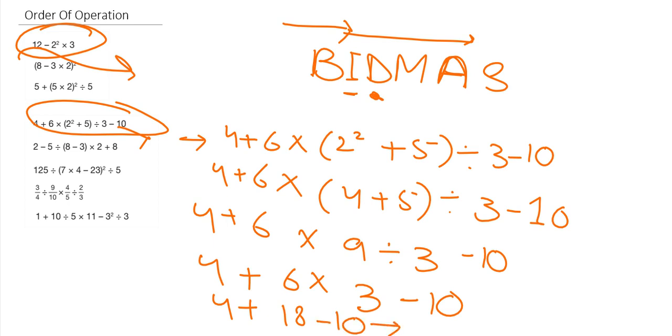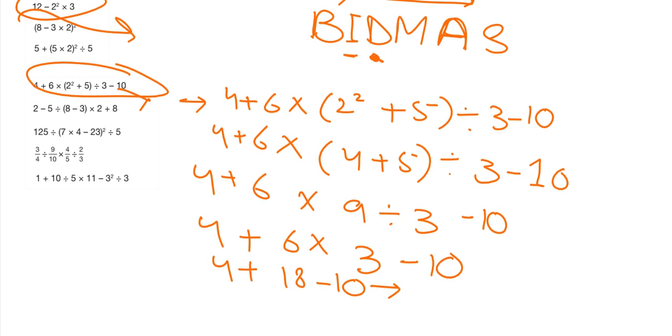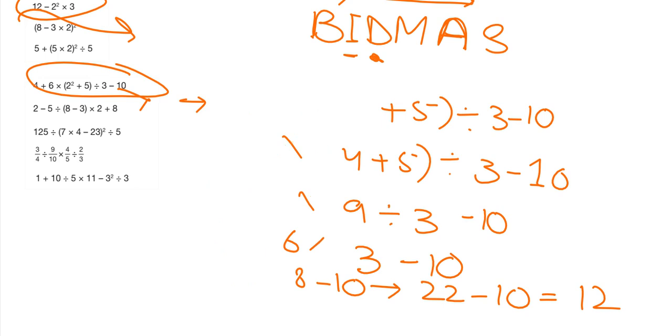After that, 4 added to 18, that would be 22. 22 minus 10, we got 12 as the answer. So in this we can apply the order of operations.